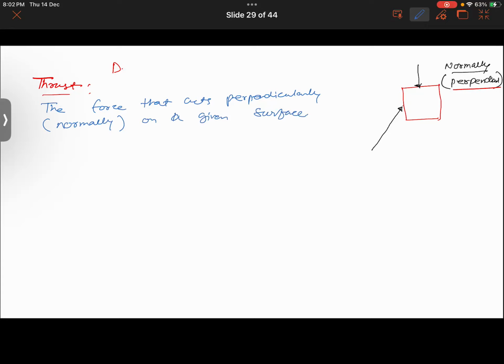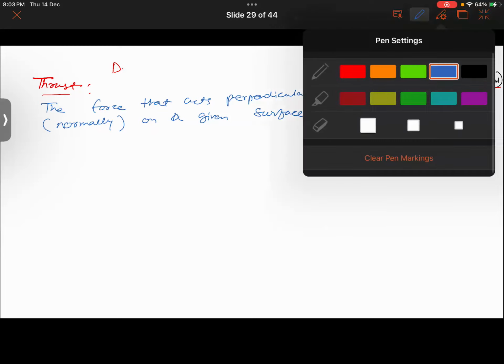So now the question comes, what is the difference between thrust and pressure now? Thrust and pressure में क्या difference होता है फिर? What is the difference between the two then? I say that thrust is the force that acts on an object perpendicularly. But what about the pressure? Pressure हम किसे कहते हैं? Pressure is simply defined as force per unit area now.